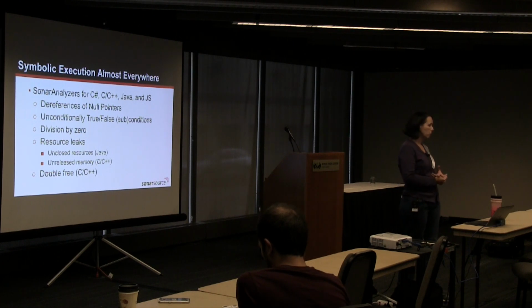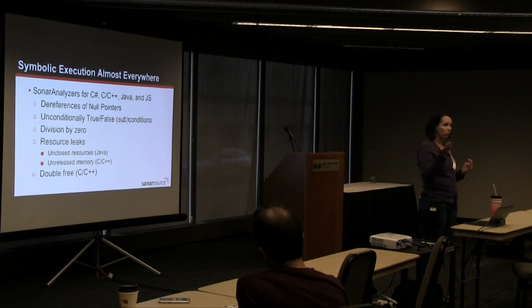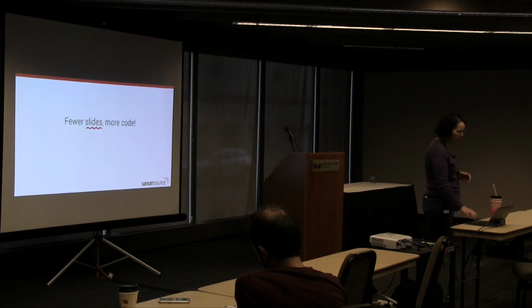We can also find division by 0, which is a fall down and go boom kind of problem in a program. And we can find resource leaks, which is a slow death kind of problem in a program. And probably difficult to find unless you're doing load testing. And in C++, we can find double free.